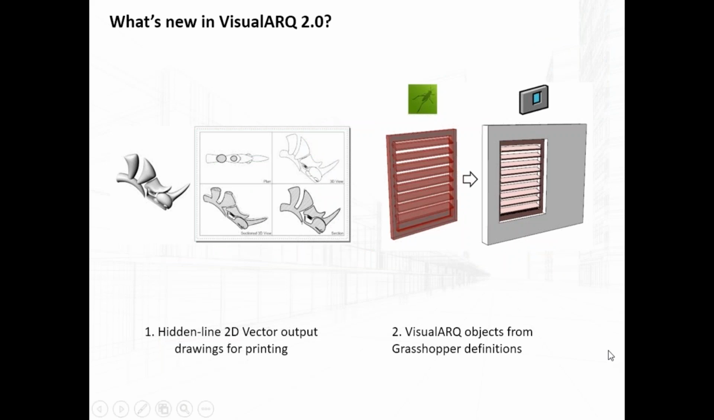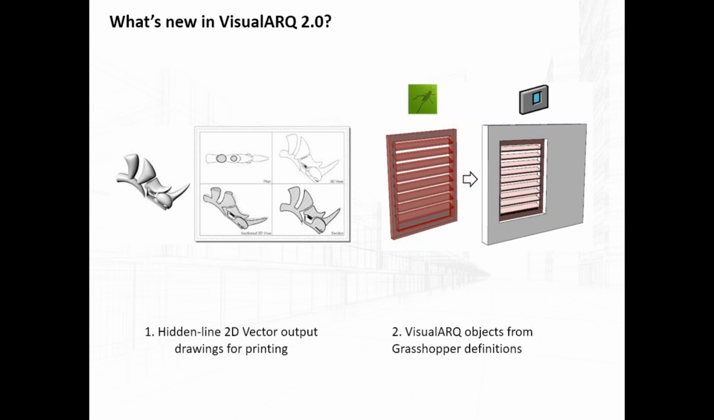Now let's take an overview of the new features of VisualARQ 2, and later on we'll show them in a live demo. The first one is the option to print the model in hidden line vector output. That means that you can directly show the 3D model in plan views, in section views, in perspective view, and print that in vector output.